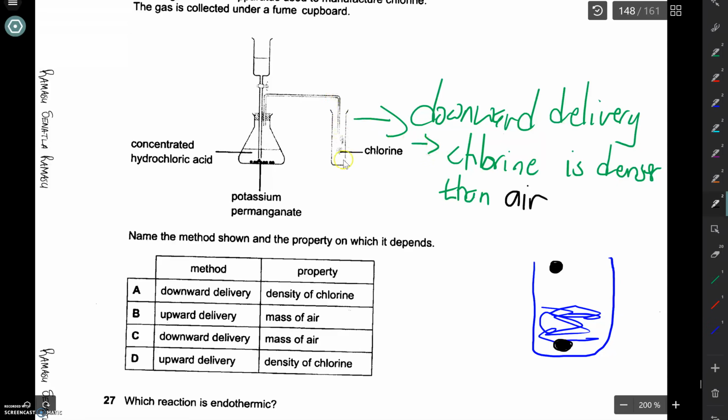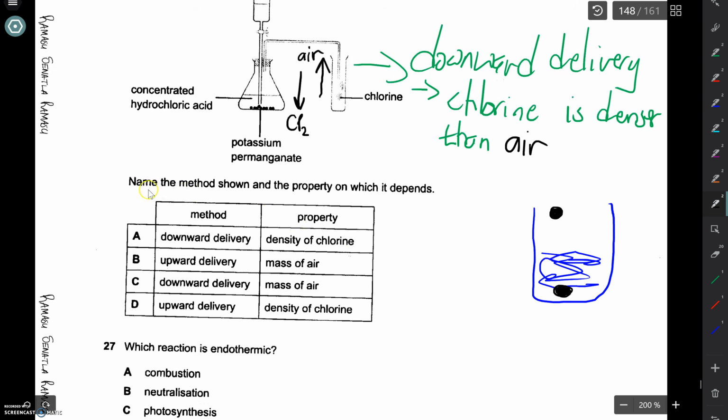Chlorine will sink to the bottom and air will move upwards. Right? Name the method shown and the property on which it depends. Okay, so this is a downward delivery, and it depends on the density of chlorine.